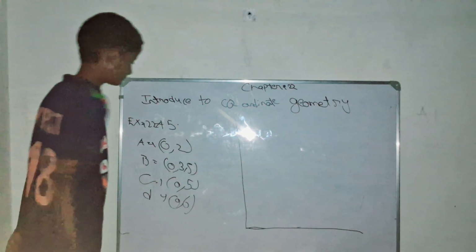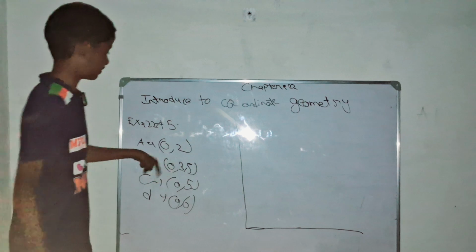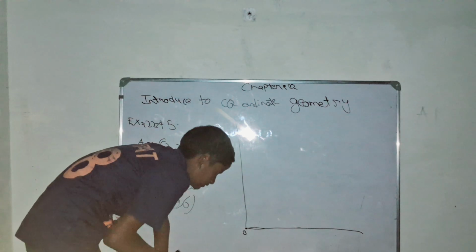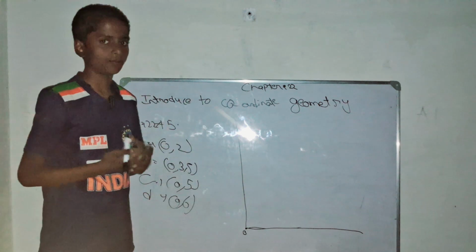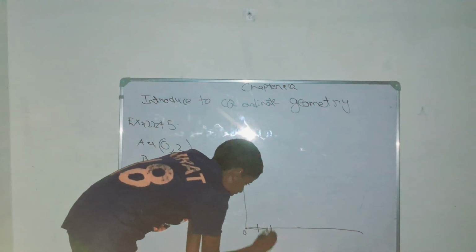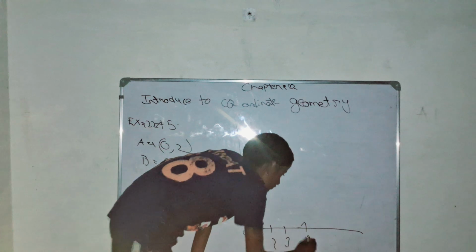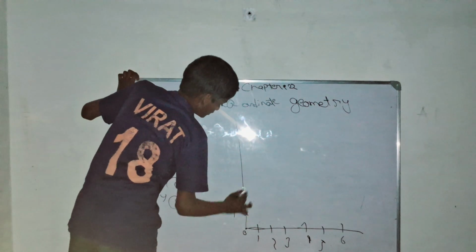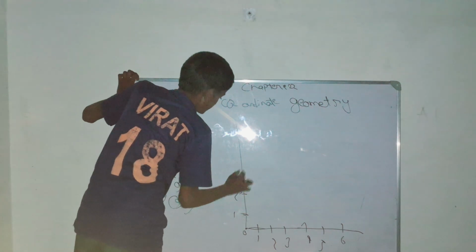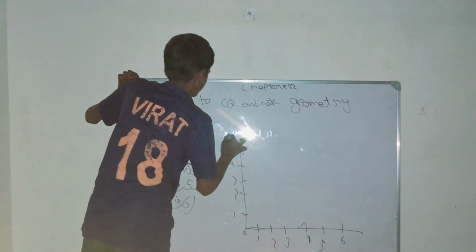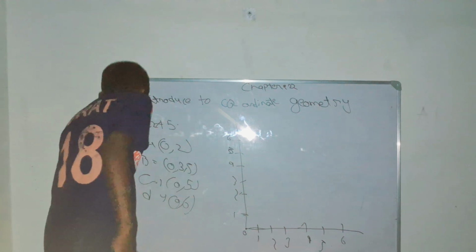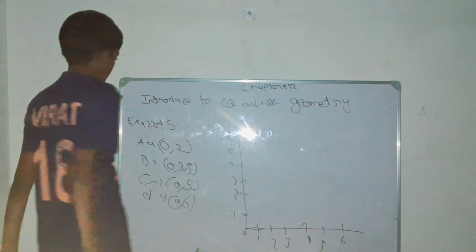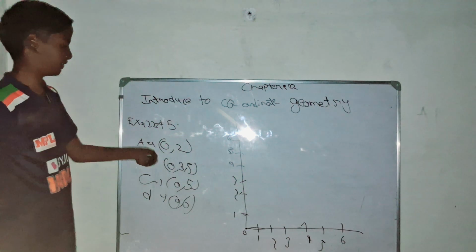So we can write the values and make the tables. The point is 0, and we can measure; you can use the scale for measuring. So 1 centimeter, 2, 3, 4, 5 and 6, and up 1, 2, 3, 4, 5, 6. So first of all, the value A is 0, 2.